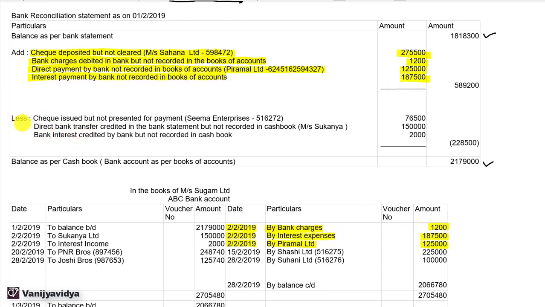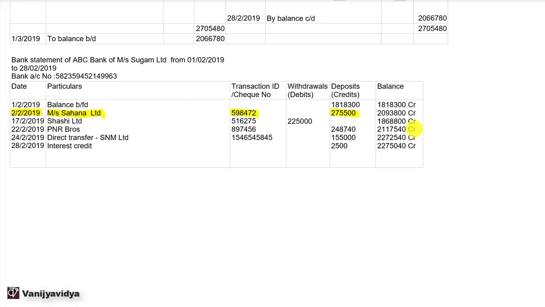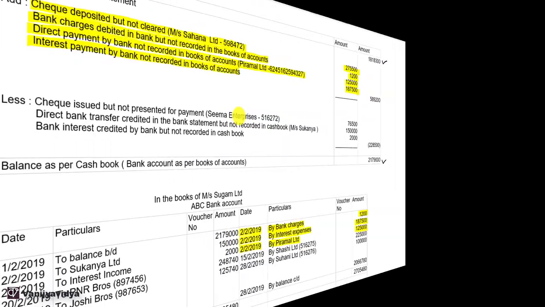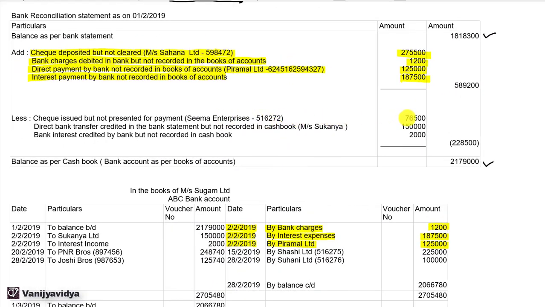Now next, less: check issued but not presented for payment. Seema Enterprises, 516272, amount is 76,500. Now this check was issued, so it was appearing in the cash book, but it was not presented for payment. Let's see if the check is presented for payment in the month of Feb. Let's search this in the bank statement. Now this is a bank statement. Let's see if we can find that check. So there is no check of 516272. So it is still not presented for payment. So it is pending. Now this 516272 is still pending.